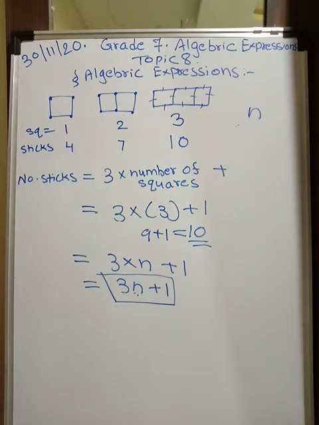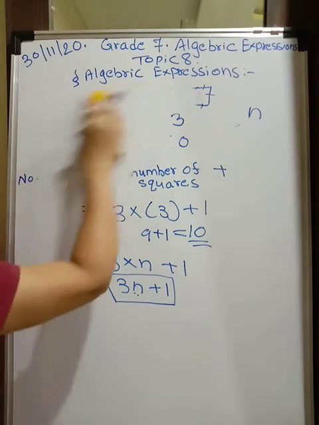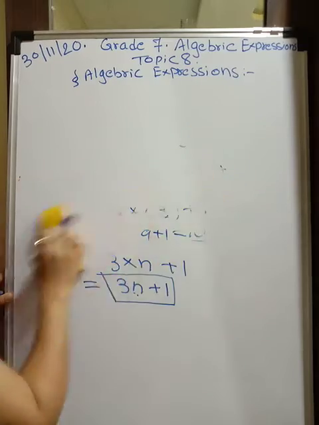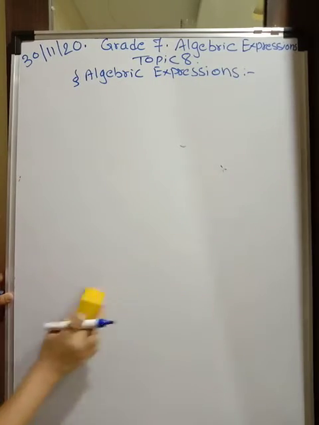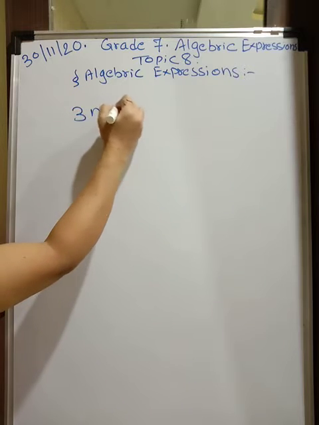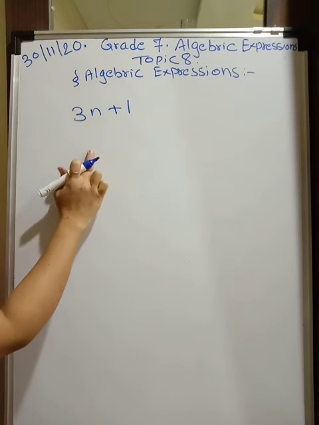Have you understood? You know that now here we have 3n plus 1. I am rewriting it. Now in this case we got 3n plus 1 where there is one variable n in the expression. See now, 3n plus 1. This is to calculate the number of sticks.